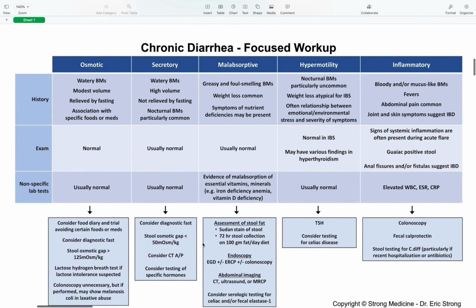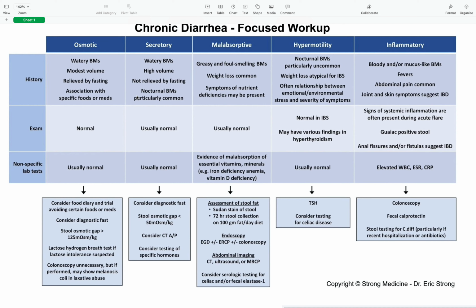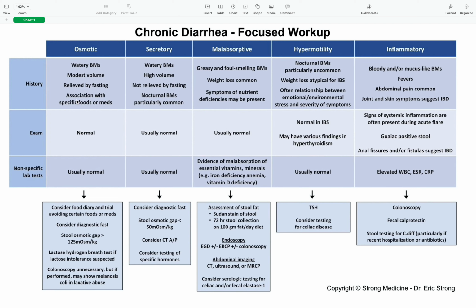Okay. So focused workup on osmotic diarrhea. In osmotic diarrhea, the history would be watery bowel movements with modest volume, which is relieved by fasting and is associated with specific foods or medicines. All right, so this goes a lot with lactulose or sorbitol. Maybe there is some consumption of osmotic substances which is resulting in diarrhea. So there is always an association with specific food or medications in case of the osmotic form of chronic diarrhea.